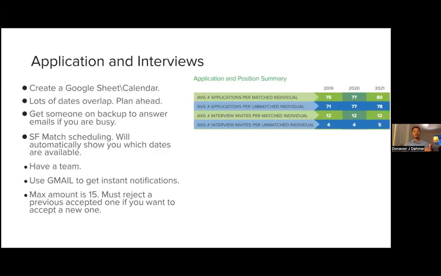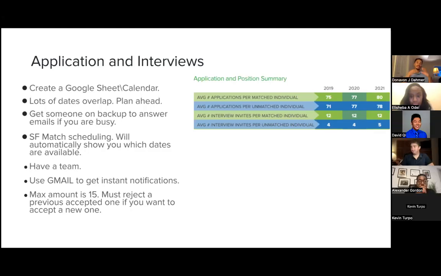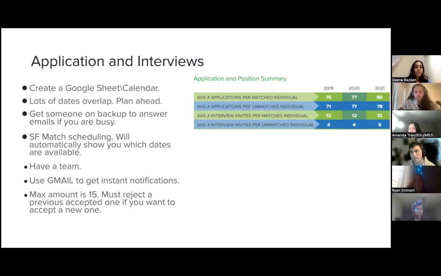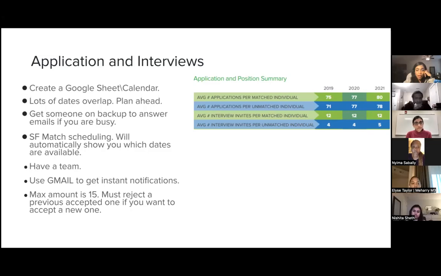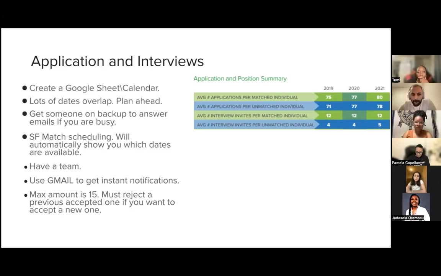And then interviews. All right, so make sure you're organized. The SF Match actually has an interview sheet that tells you what interviews you have and what you can't get. So they make it very easy. You don't have to have a whole Excel sheet unless you want that. It's called SF Match Scheduling, and it will automatically show you which dates you have available when you get a new interview in. So that was very, very beneficial.